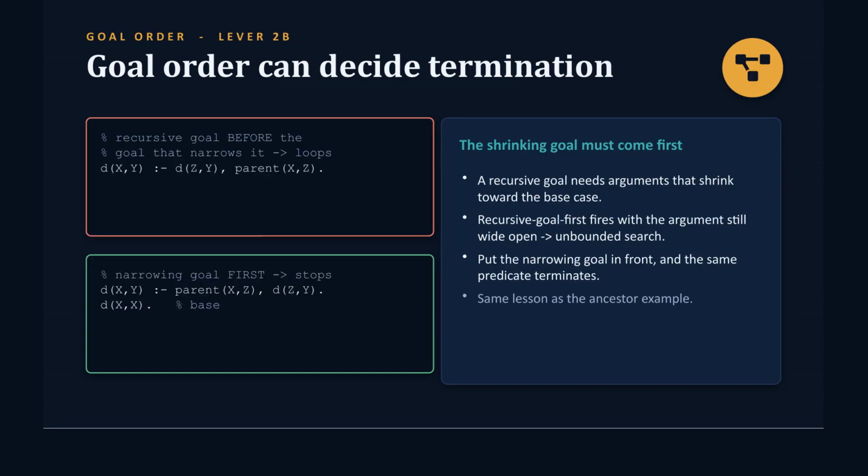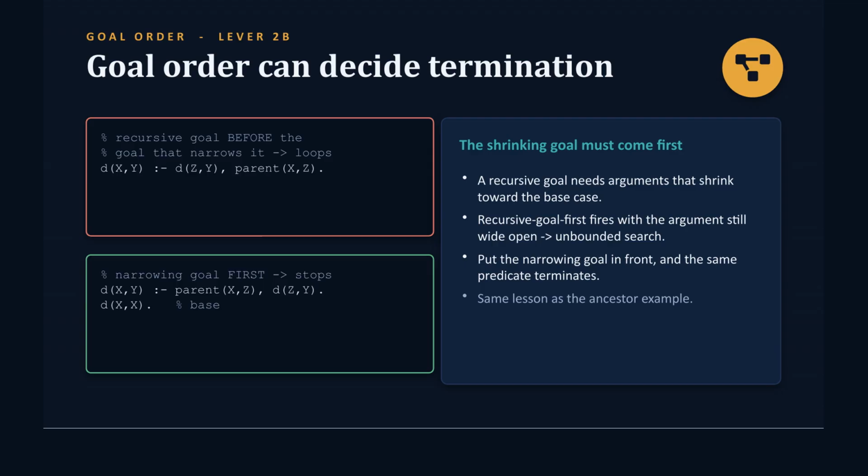Goal order does not only affect speed, it can decide termination. A recursive goal needs its arguments to be shrinking toward the base case. If you place the recursive goal before the goal that actually narrows it down, the recursive call fires with its arguments still wide open, and the search runs without bound. Move the narrowing goal in front, so the argument is constrained before the recursion runs, and the same predicate terminates.